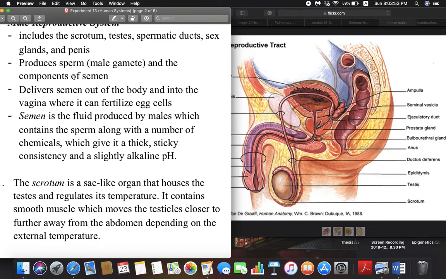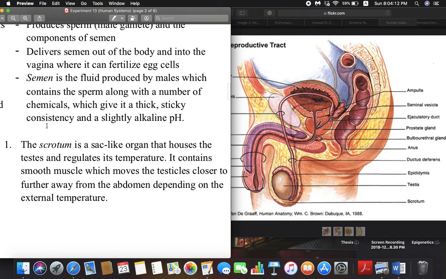They deliver semen out of the body and into the vagina where it can fertilize egg cells. And we need to know that semen is the fluid produced by males which contains the sperm along with a number of chemicals which give it a thick, sticky consistency and a slightly alkaline pH.